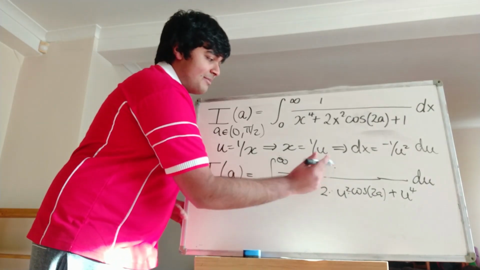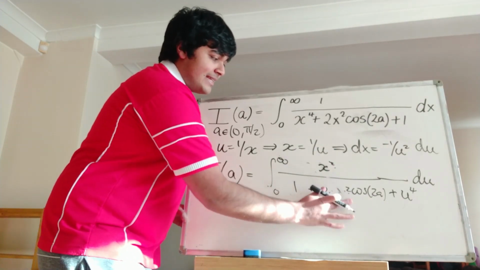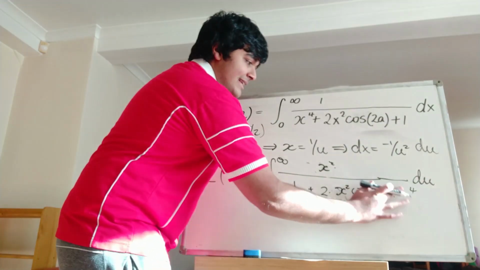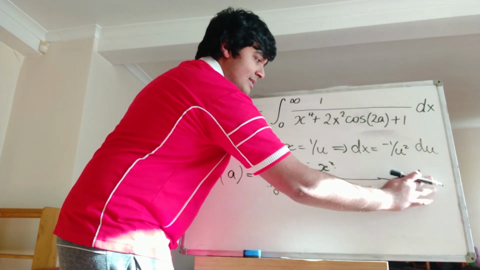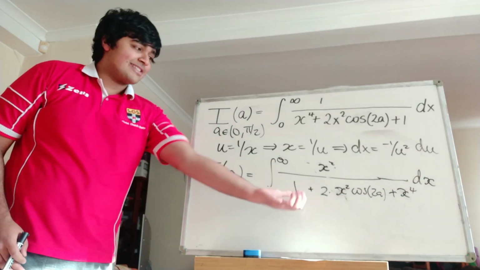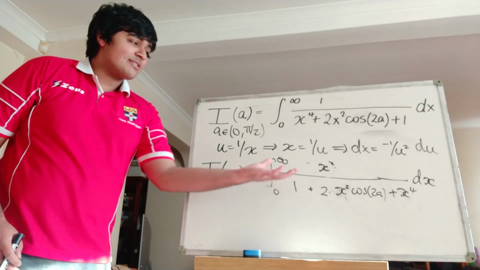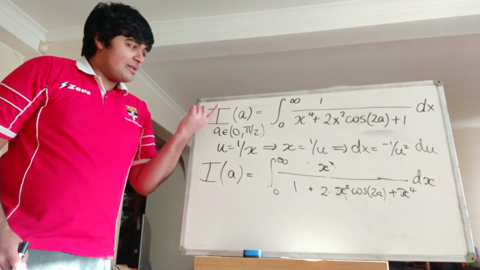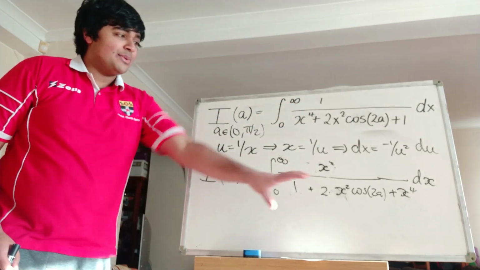So this thing here becomes x squared. This thing here becomes 2x squared cos 2a. And then this thing here is just x to the 4. And then, of course, dx. Okay, so we've got I(a) also expressed in this way here. But notice this looks very similar to what we have up here, I(a). So I(a) equals this thing here, but it also equals this thing here.